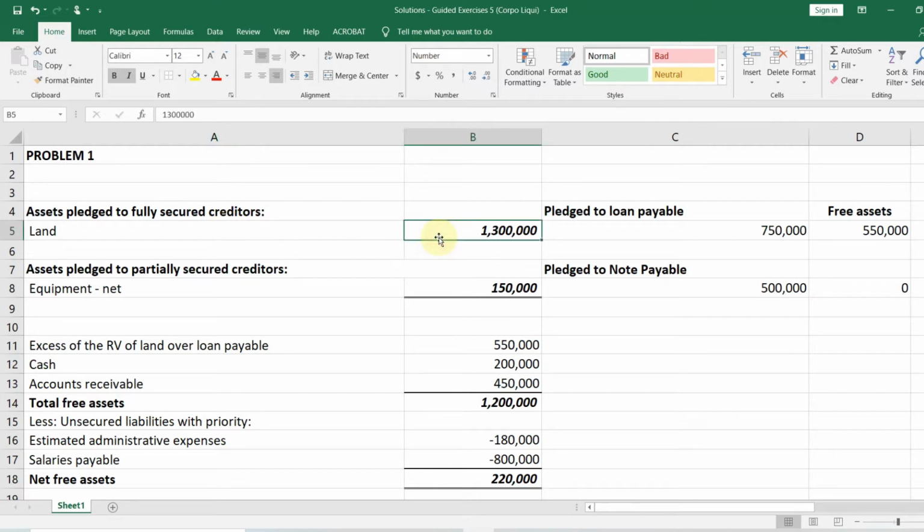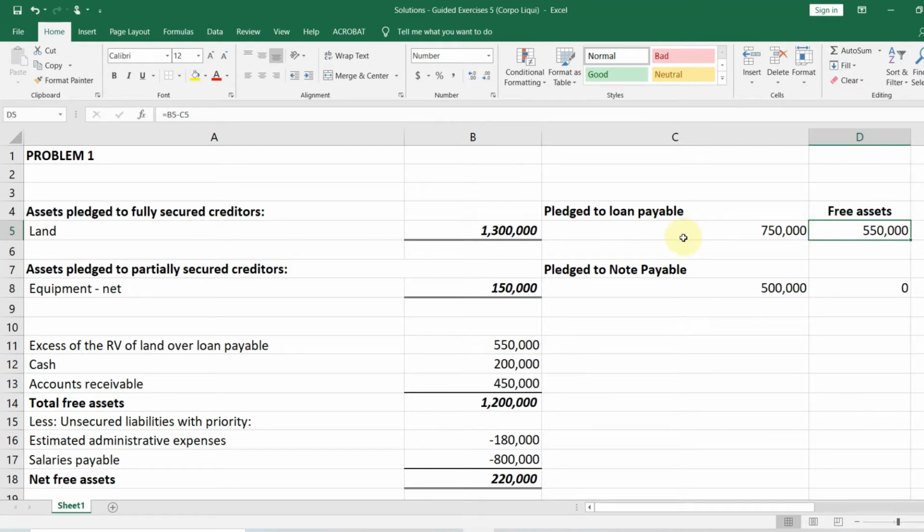Then, yung naka-pledge siya sa loan payable. Your loan payable is 750. So, dito, alam mong sobra yung assets na pledge to loan payable. So, the creditor for the loan payable is a fully secured creditor, okay? So, meron kang tirang free asset na 550 for the unsecured without priority, reserved for them.